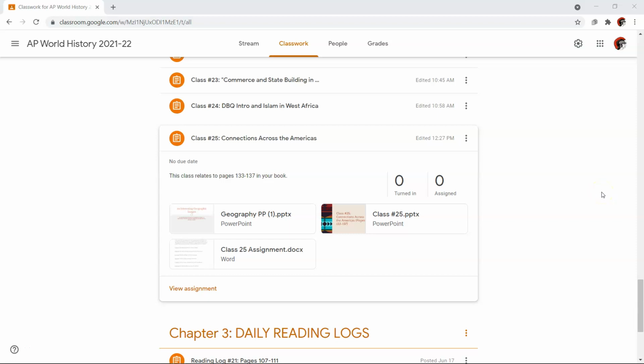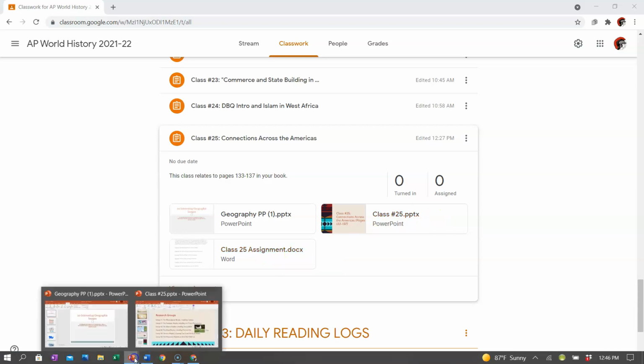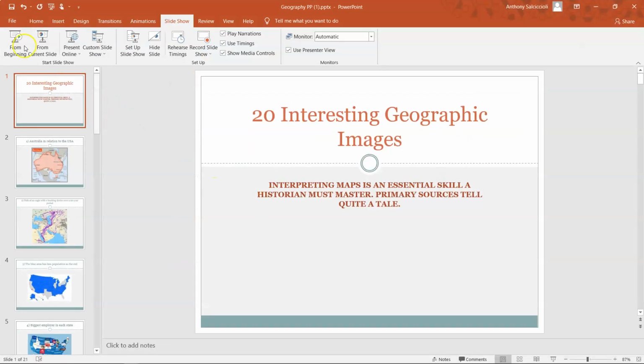So as you can see, we're starting off on Google Classroom for the 25th class. And if you were absent, I'd like you to check out these three rectangles: Geography PowerPoint, Class 25 PowerPoint, and the assignment.